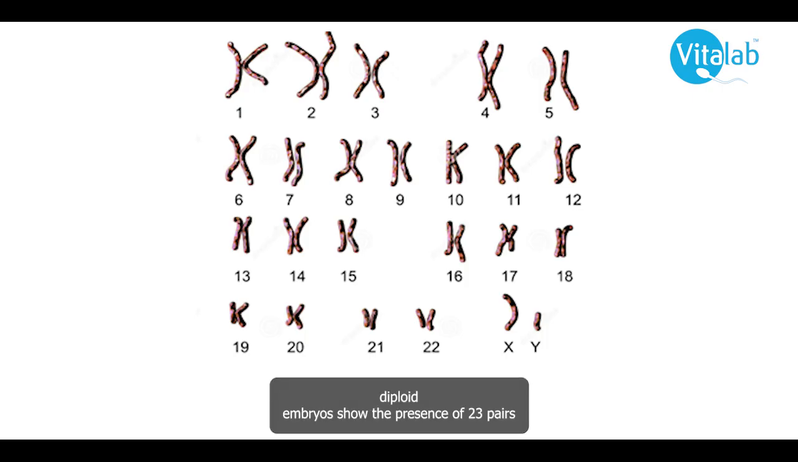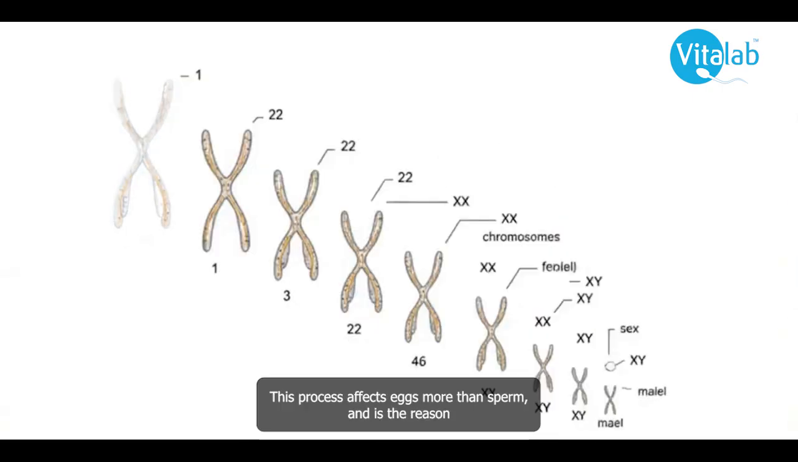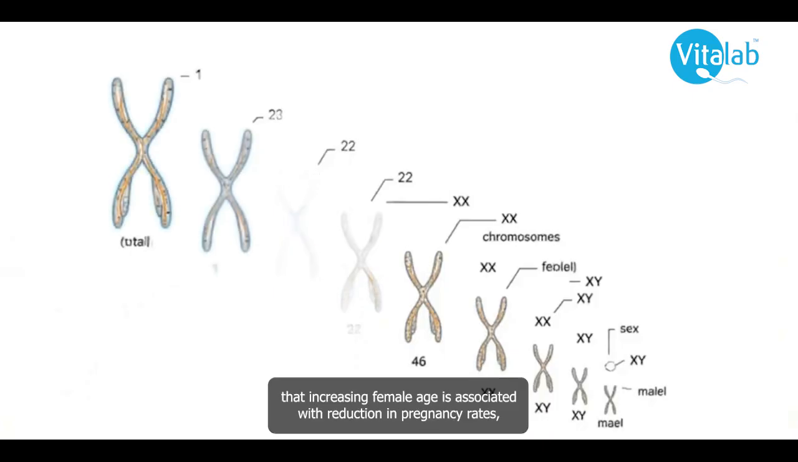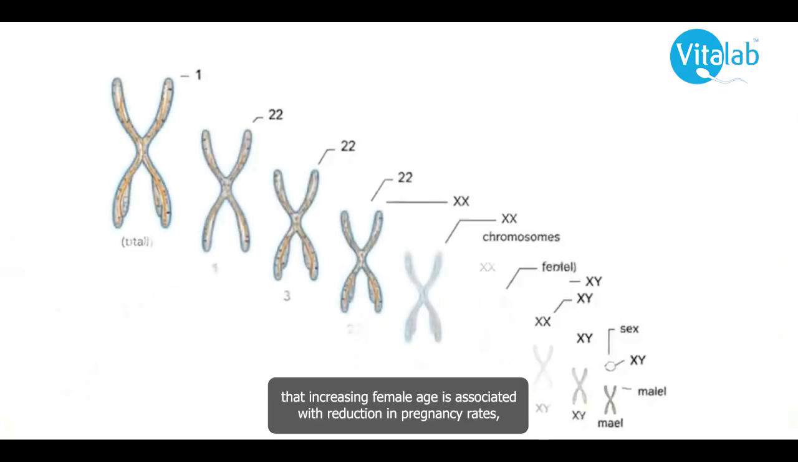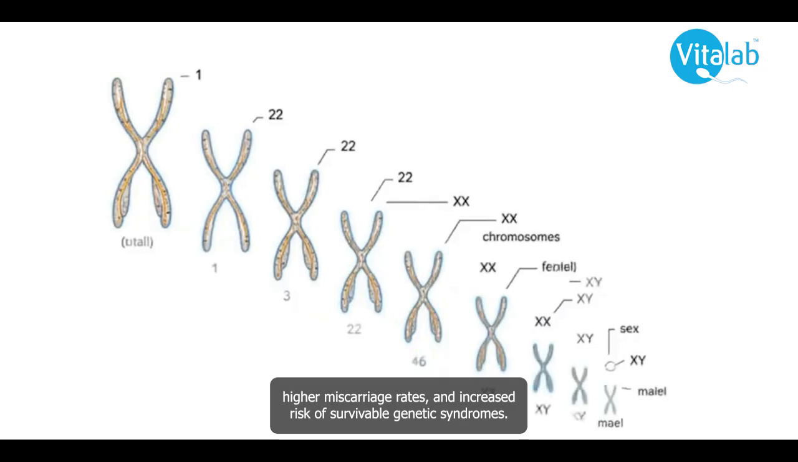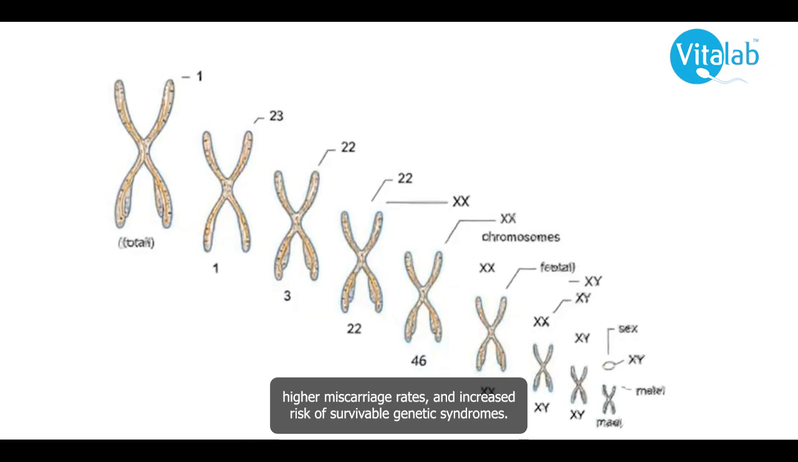Normal euploid, diploid embryos show the presence of 23 pairs of chromosomes, 46 chromosomes in total. Aneuploid, abnormal chromosome number, embryos arise because of uneven separation of chromosomes during the formation of gametes, eggs or sperm. This process affects eggs more than sperm and is the reason that increasing female age is associated with reduction in pregnancy rates, higher miscarriage rates, and increased risk of survivable genetic syndromes.